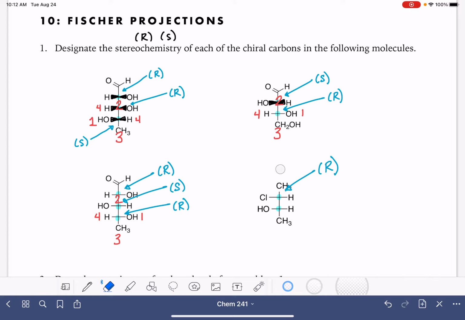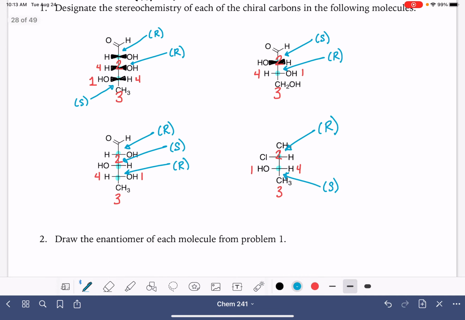And then, last but not least, we have a hydrogen, we have an oxygen, we have a methyl group, and the rest of the molecule. 1 to 2 to 3 looks like an R. In the Fischer projections, we're always reversing what we assigned the stereochemistry to be, because for all of these, our hydrogens are going to be on the wedge.